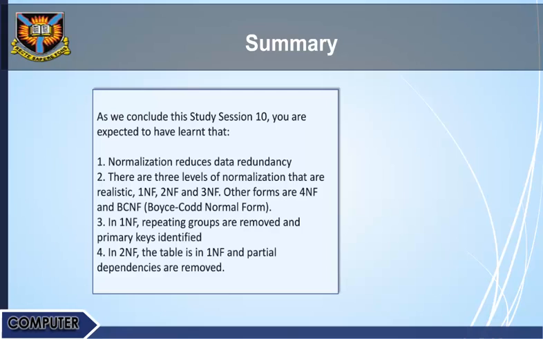Summary. As we conclude this study session 10, you are expected to have learned that: 1. Normalization reduces data redundancy. 2. There are 3 levels of normalization that are realistic: 1NF, 2NF, and 3NF. Other forms are 4NF and BCNF, Boyce-Codd Normal Form. 3. In 1NF, repeating groups are removed and primary keys identified. 4. In 2NF, the table is in 1NF and partial dependencies are removed.